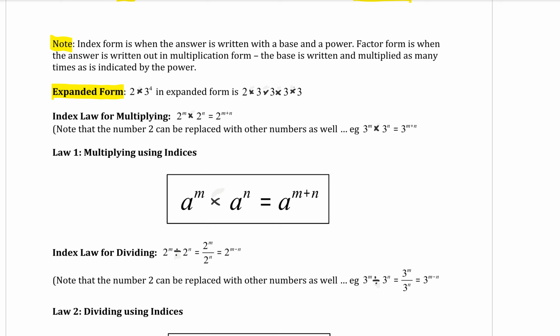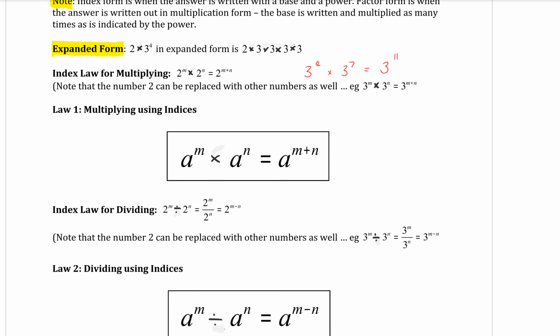So if I have 3 to the power of 4 times by 3 to the power of 7, the base number stays the same, 3, but I add the powers. 4 plus 7 is 11, so it'd be 3 to the power of 11. That is the first index law, and that is what is written here in this box. If the bases are the same, the powers, the m and the n, we just want to add them together, but they will be numbers, those powers.